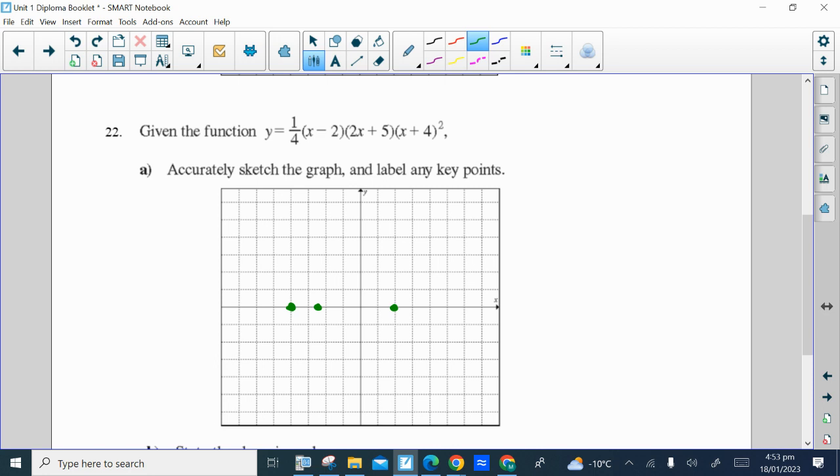This would be a 4th degree polynomial. You've got an x, a 2x, and an x that's squared. That will give you a 4th degree polynomial. So we need to compare it to a quadratic. The leading coefficient here is positive 1/4. So it'll act just like a quadratic with a positive leading coefficient. It'll rise to the left and it'll rise to the right. We can find the y-intercept by letting x equal 0.